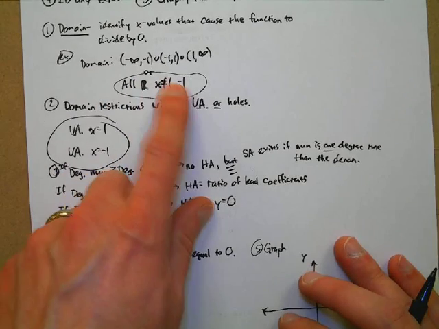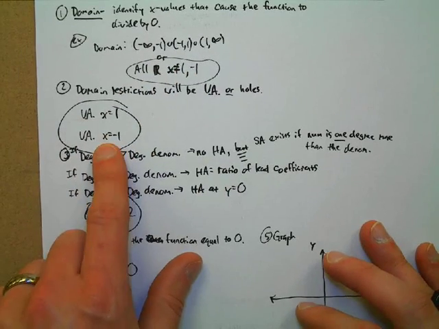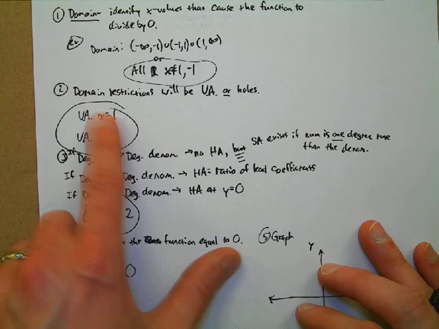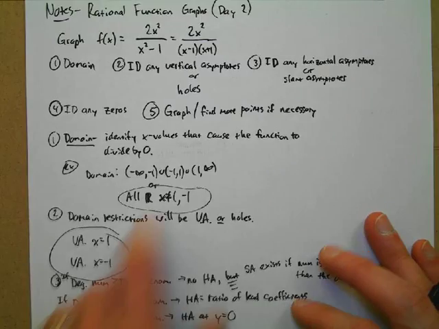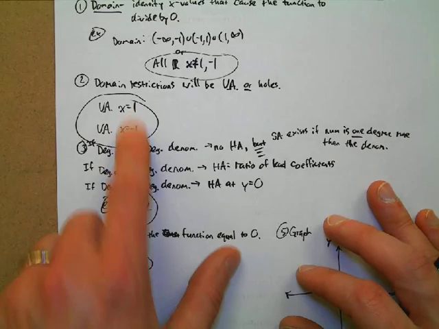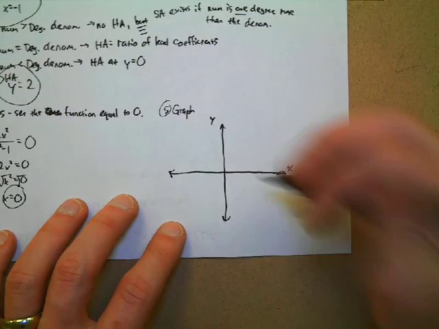And we're going to draw vertical asymptotes. So there's 2 of them. So there's our 2 vertical asymptotes.